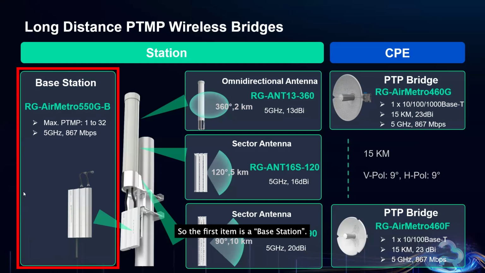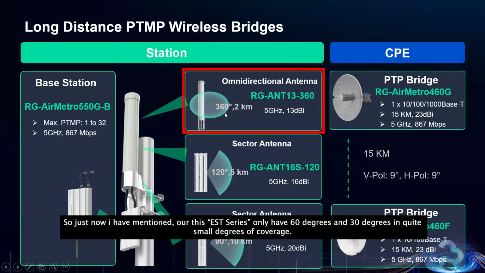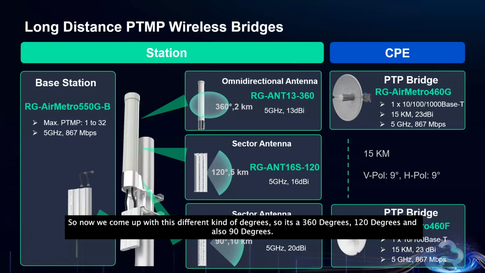The first item is a base station. You will require a base station for each of your antennas. So we have 360 degrees. Just now you guys mentioned our ESC series only has like 60 degrees or 30 degrees, quite a small coverage. So now we have come up with different kinds of coverage angles.